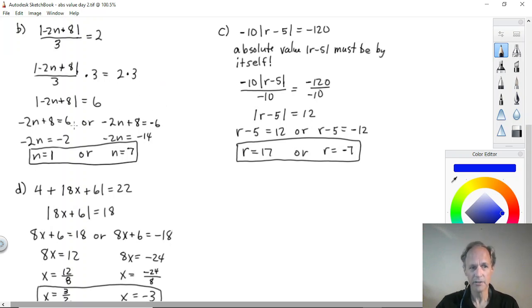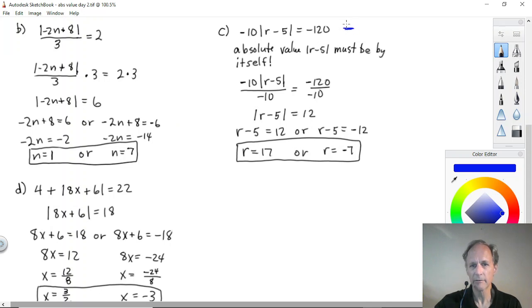And so we split it into the two parts. Negative 2n plus 8 equals 6, or negative 2n plus 8 equals negative 6. Both will make that true. And since we followed the rules of algebra to get to here, if both make that true, then they'll also make this one up here true. And so we solve those two, and we get two solutions, n equals 1 or n equals 7. Okay, we'll just look at a couple more.